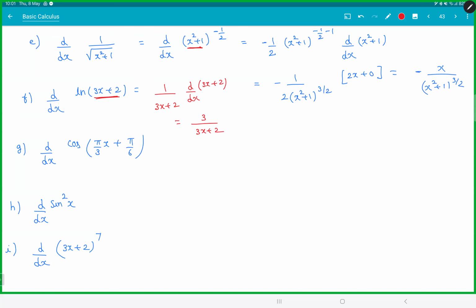I hope you remember ln x ka differential is 1 by x. But x ka place mein 3x plus 2 is there. So 1 by that function, then differentiate that function again.